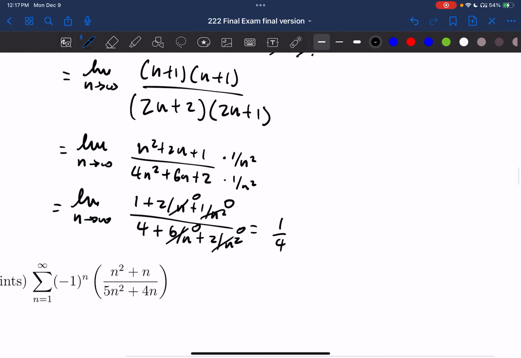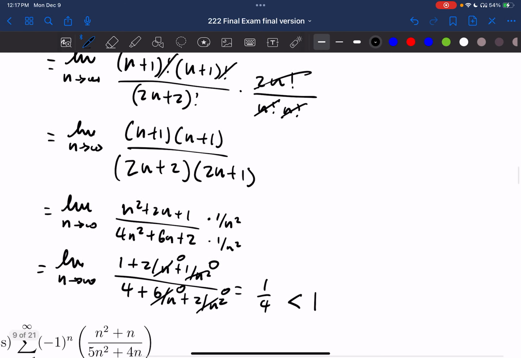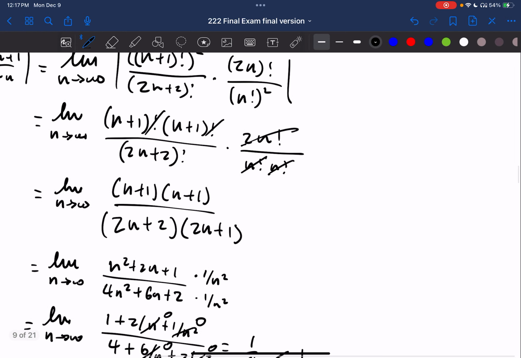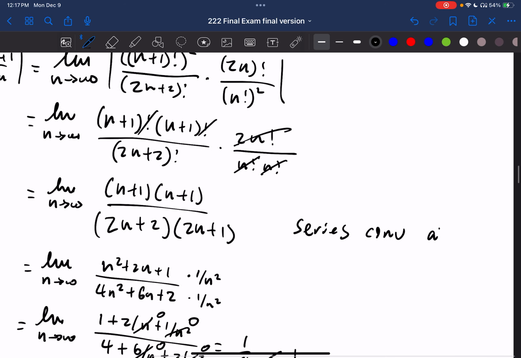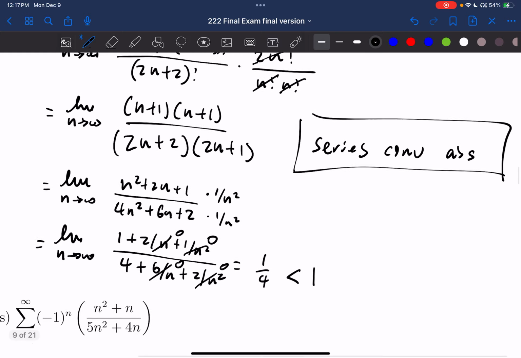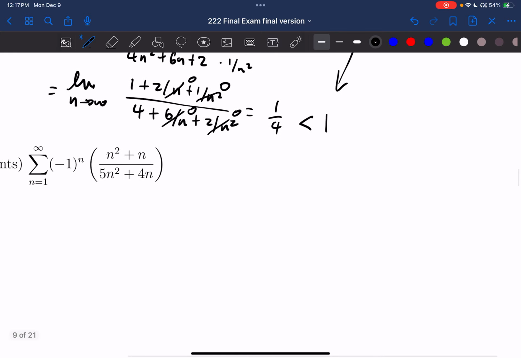Therefore, we can conclude this is less than 1. Therefore, by ratio test, since this value is less than 1, the series converges absolutely because this is less than 1.